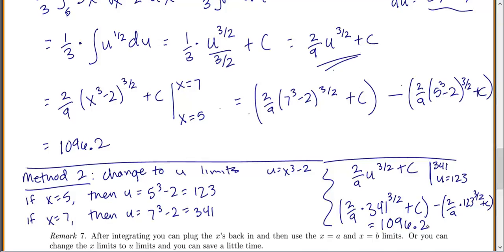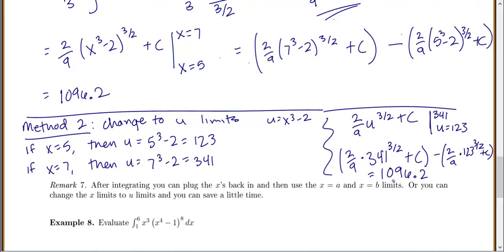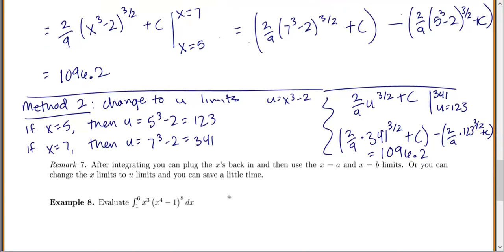One is just do your u substitution exactly like normal, wait until the very end and put your x limits in. Method two is change and get u limits and plug them in when you integrate and get an answer with u. And you save yourself some work and sometimes it makes it a little bit easier to put into the calculator. Okay. So that's what we have here. After integrating, you can plug the x's back in and then use the x equals a, x equals b limits, or you can change the x limits to u limits and save a little bit of time. It's completely up to you. It does not matter which way you do this.